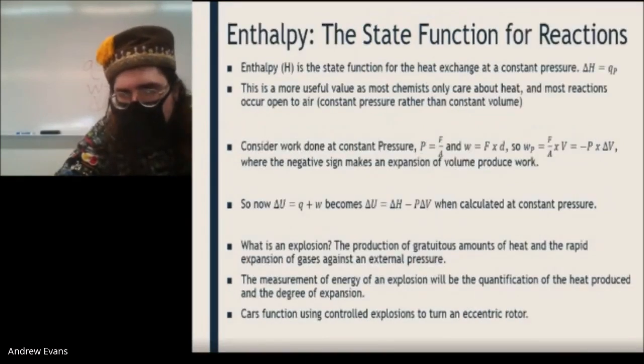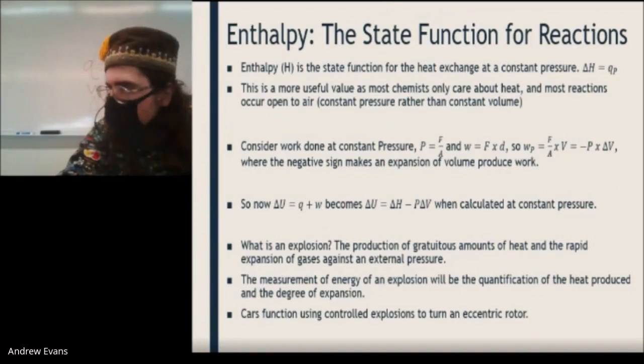Okay. So going back to state functions, the main state function we'll look at for the majority of this chapter is actually enthalpy.